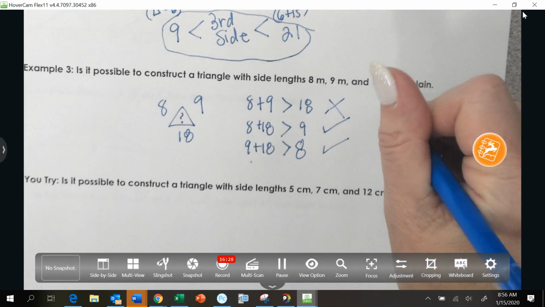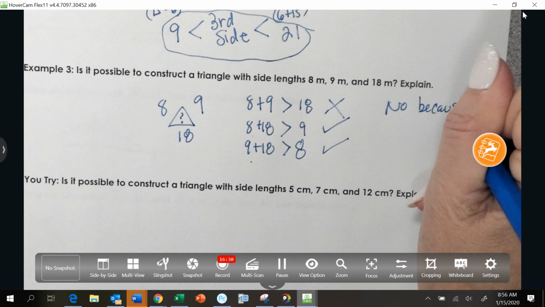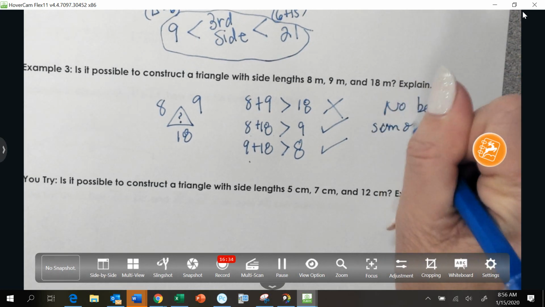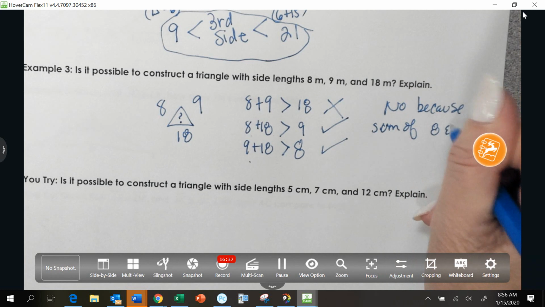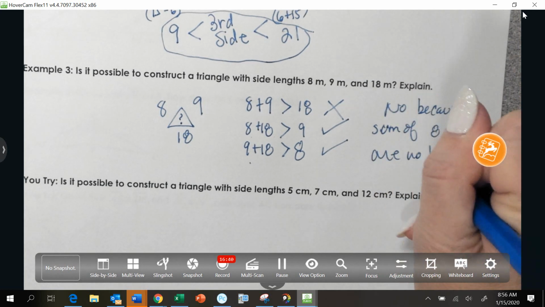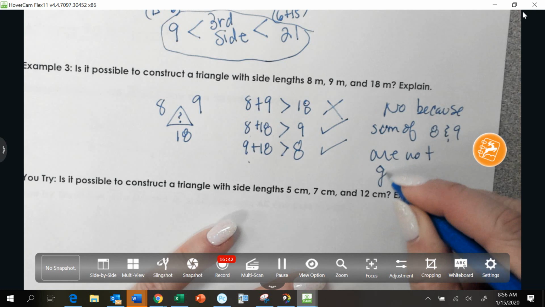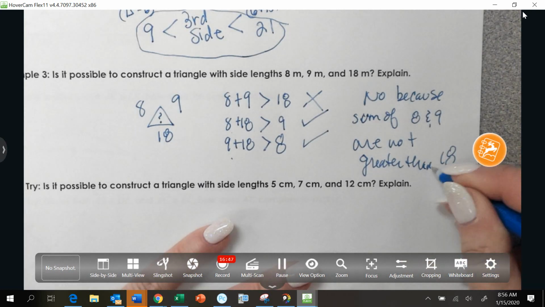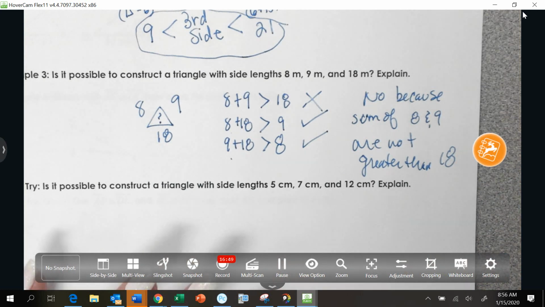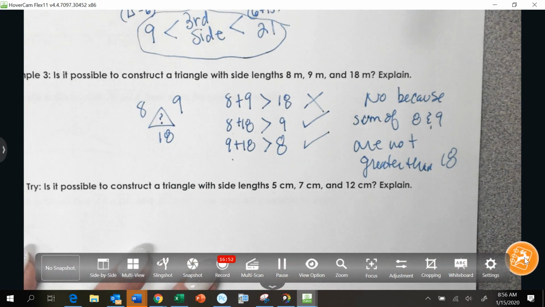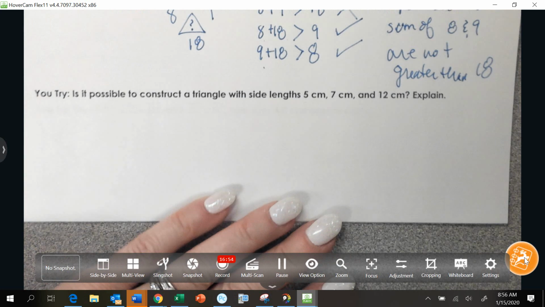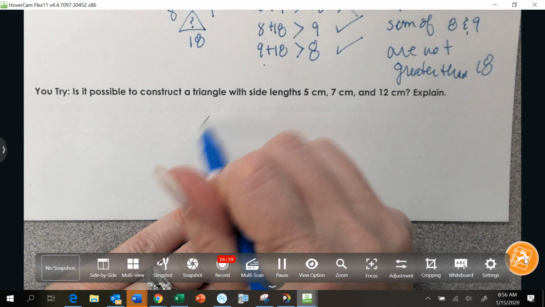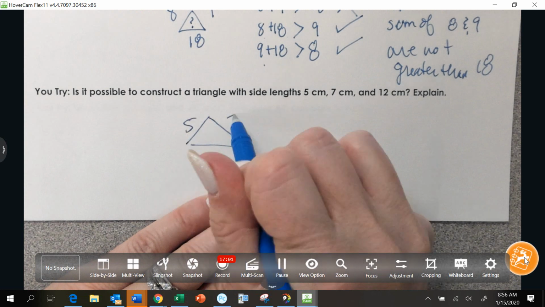So can this be a triangle? No, because the sum of 8 and 9 is not greater than the third side, 18. All right, and then the last one, you try. Is it possible to construct a triangle with sides 5, 7, and 12?